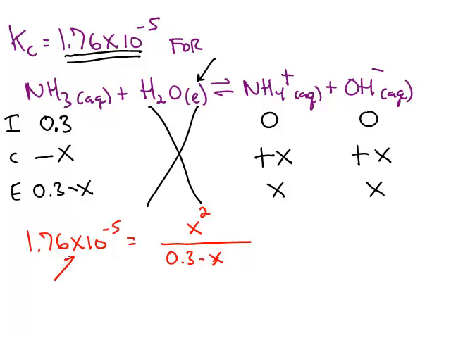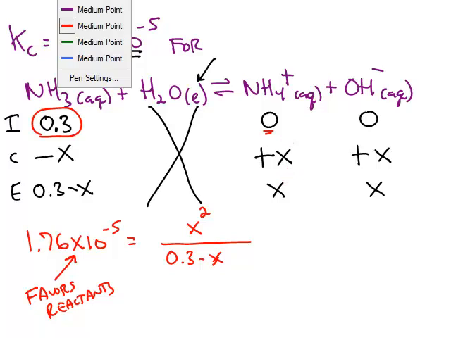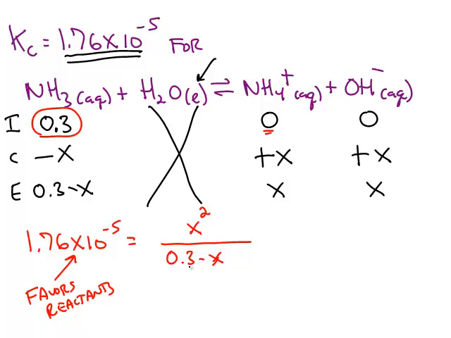If you know that this very small value of K means the reaction favors the reactant side, that means we started this reaction with all reactants. We had 0 products. The amount of products we're going to make is very small. So 0.3 is a relatively large number compared to this x. And we can use that to our advantage to make the math easier by making an assumption.